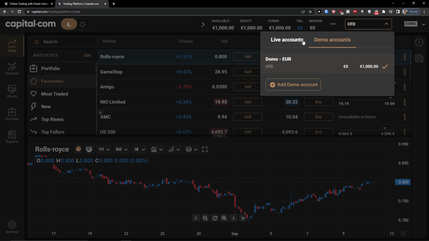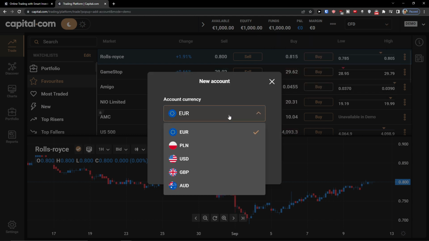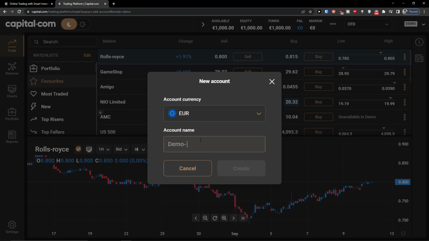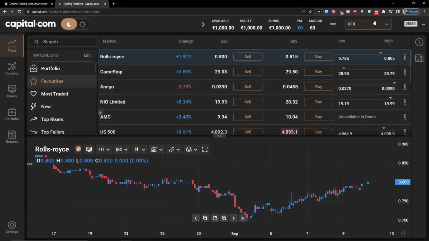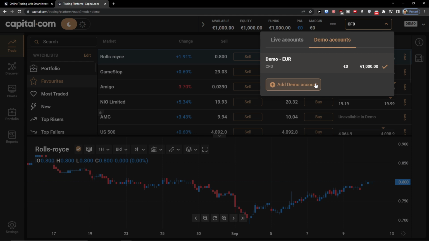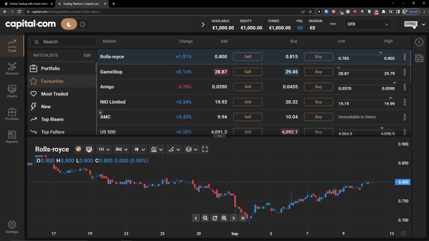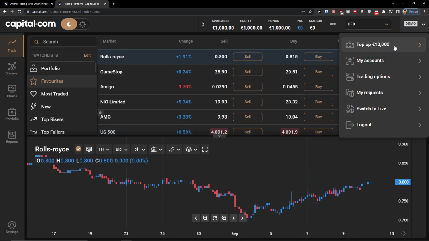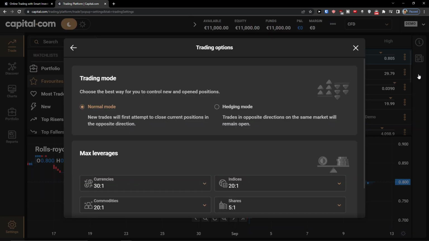Then you're going to see the demo account. This is the demo account that we have, and the live accounts. I can simply click here, add a demo account, and add a currency and account name. Let's say the demo account would be for commodities, so that you trade only commodities there and learn how to work with them. Then on the top right you're going to see the demo, and you have the option to top up 10,000. Right now I topped it up, and you can always do it. You're also going to find the trading options here.